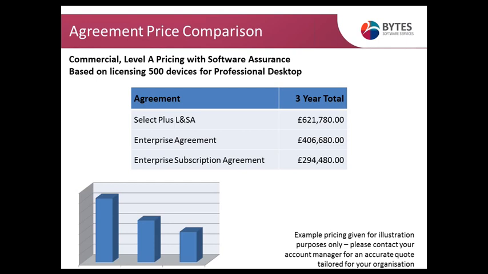And then when we look at renting the licenses, again, it's over £100,000 cheaper than the Enterprise agreement, or it cuts the bill in half compared to the Select agreement, at £294,000. These are example prices only.